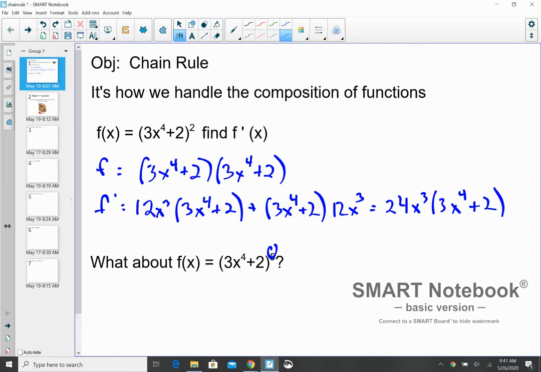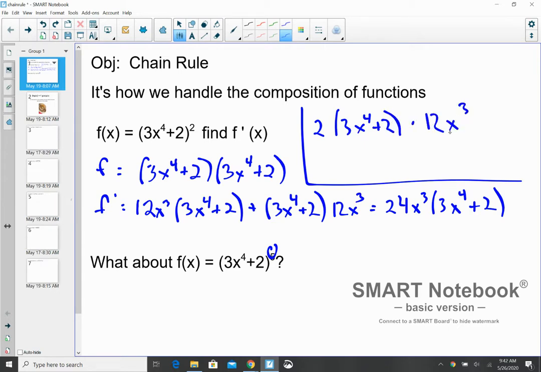Okay, so first, the easier way, I'll show you the easy example. I'll just tell you the answer. It would just be 2 times 3x to the fourth plus 2 times 12x to the third, which equals the same thing. But what I was really trying to show you was the process without explanation.